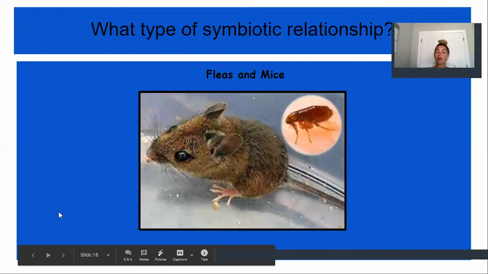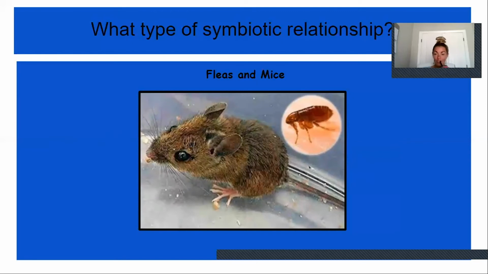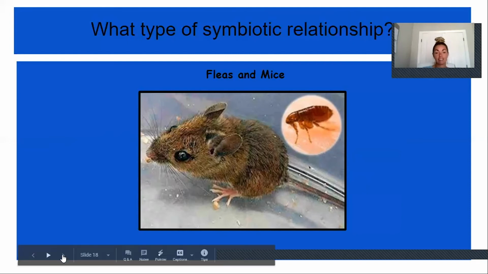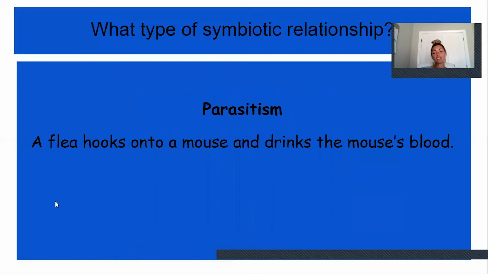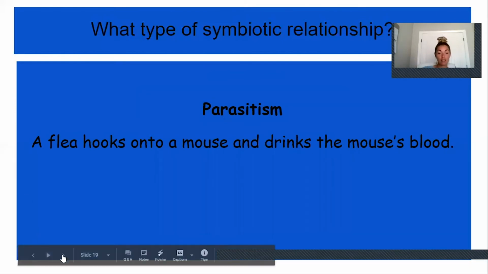Commensalism is that one. Okay, what about a flea attached to a mouse? What would that be? What kind of relationship is that? Parasitism. One of the two. So a flea hooks onto a mouse and drinks the mouse's blood. So this is a no-win for the mouse, right? Because eventually it will make the mouse so weak. So not a good one, not a healthy one.